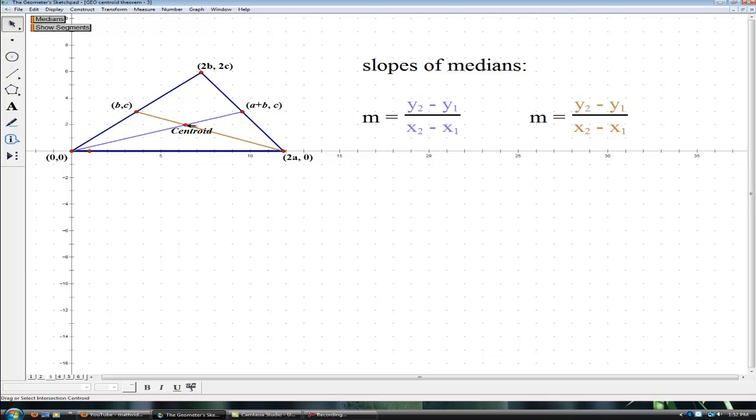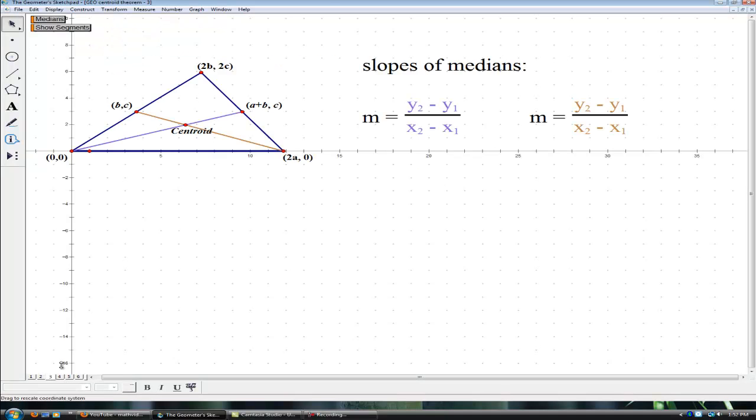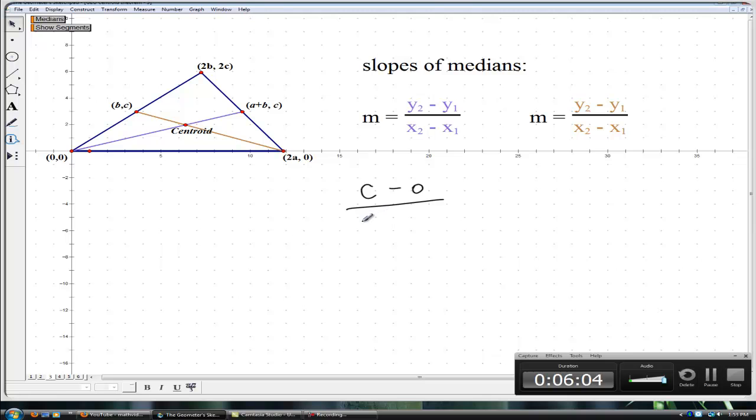In order first to get the coordinates of the centroid, I'm going to eventually get an equation for each of the medians, and then solve using algebra. But before that, let's calculate the slope. First of the purple median. c minus 0 over a plus b minus 0, c over a plus b. So what I have now is the slope of this purple median. It is c over a plus b.